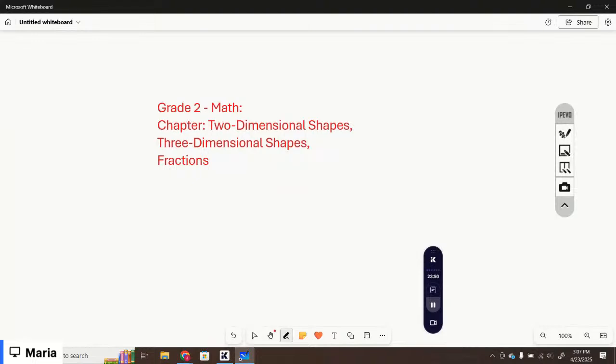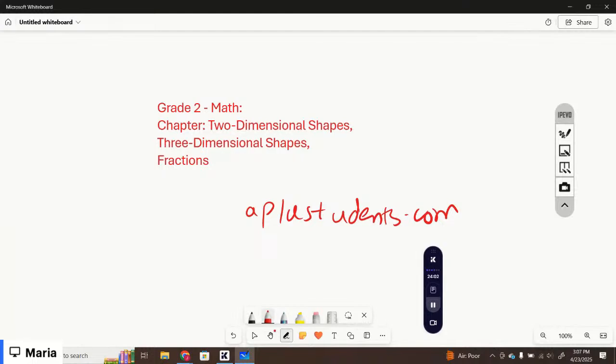You can find all the lessons on aplusstudents.com. You have to log in there using your email address and password provided by the administrator. Then you have to select math from the subject. Scroll down to grade 2 math and then click on view all lessons.